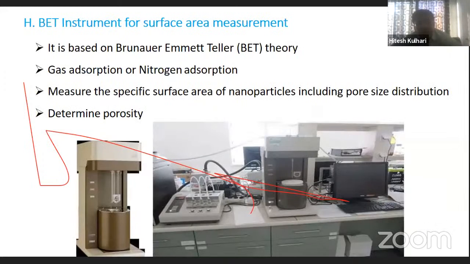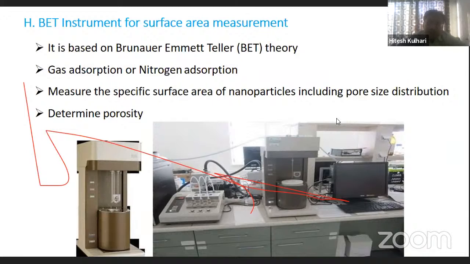Next is the important instrument known as the BET instrument for surface area measurement. It is important, as I told in the starting, that nanoparticles are so interesting only because of their high surface to volume ratio. So to measure the surface area of the nanoparticles, we can use this BET instrument. It is based on the BET theory of gas adsorption of nitrogen, how much of the gas is being adsorbed on the surface of the particles.